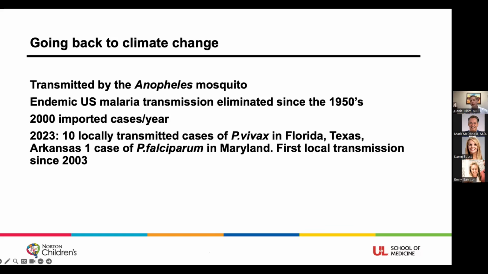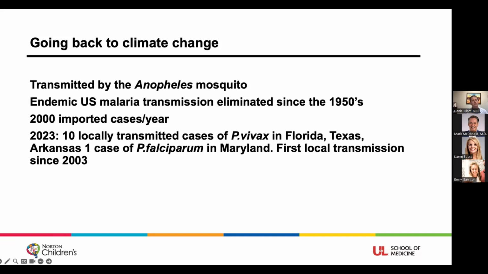So let's go back to climate change for a second, because this is all interconnected. And I want to talk about malaria and climate change. Malaria is transmitted by the Anopheles mosquito, and it has not been endemic in the United States since the 1950s. There are about 2,000 cases of malaria diagnosed in the US every year, nearly all of which were acquired abroad.